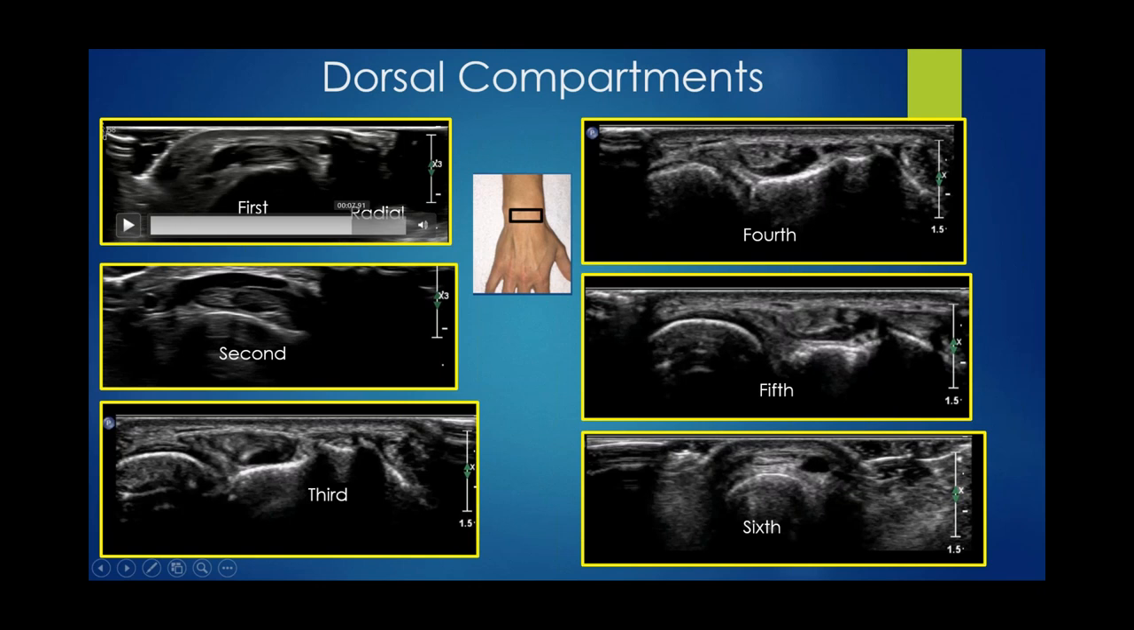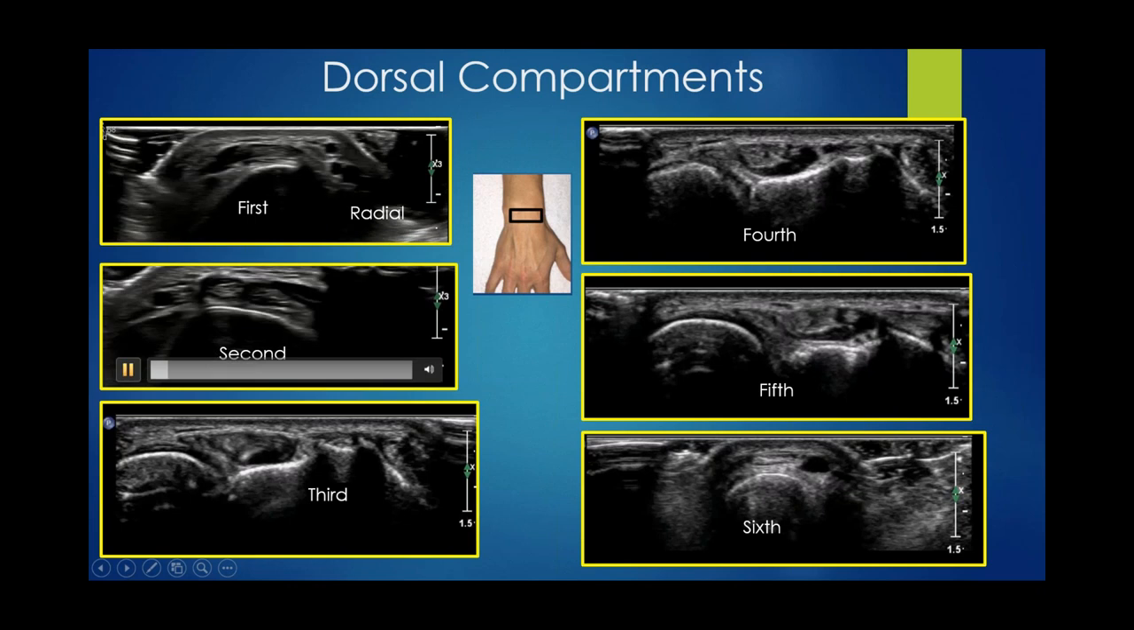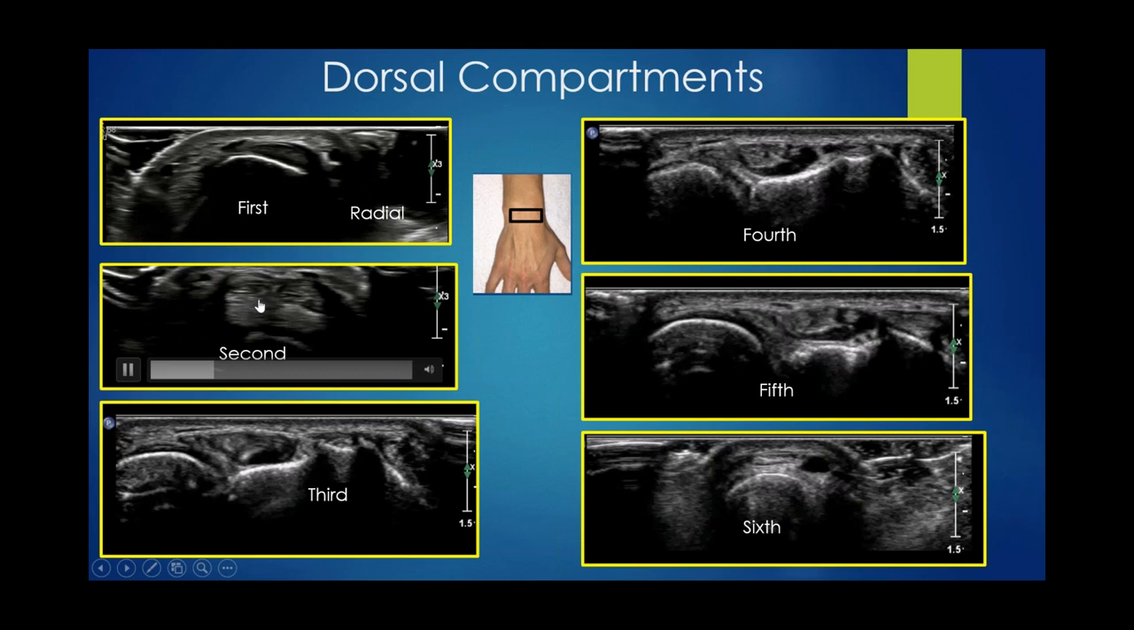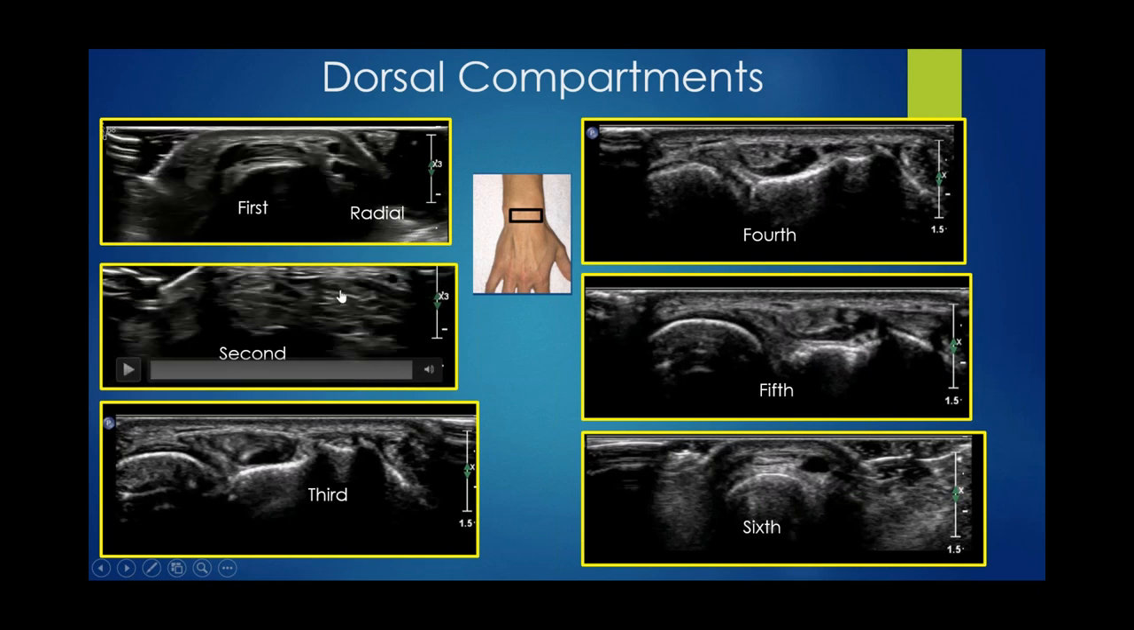The second compartment is composed again of the extensor carpi radialis longus and brevis. They insert into the base of the second and third metacarpal respectively. Here is the longus and this one is the brevis. So extensor carpi radialis longus and extensor carpi radialis brevis.